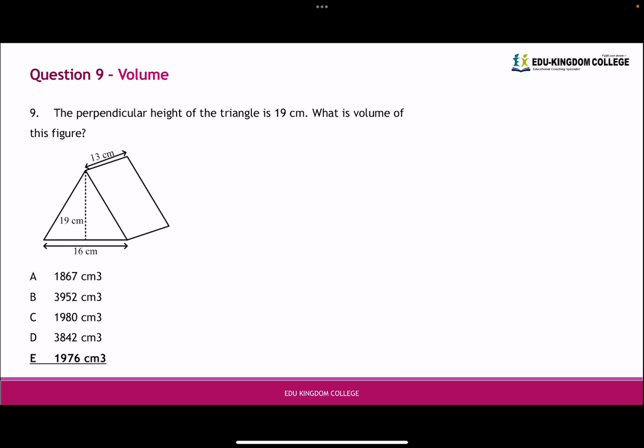Volume. Basically you just need to find the area of the triangle and then multiply it by the length. So that's 16 times 19 times half is the area, so 8 times 19. And then the volume should be 8 times 19 times 13. That will give you E.